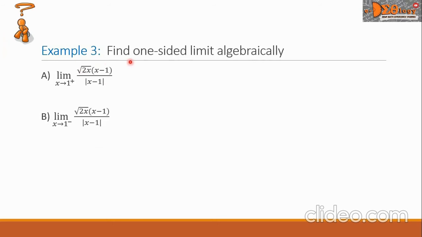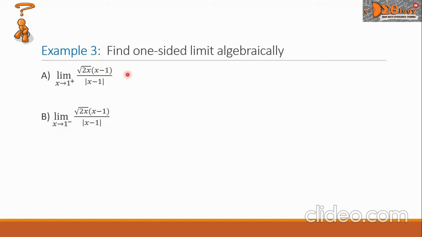Example 3. Find the one-sided limit algebraically. We have two sub-problems here. Problem A is the limit of the square root of 2x times the quantity x minus 1 all over the absolute value of the quantity x minus 1 as x approaches 1 from the right. Problem B is similar to problem A. The only difference is this is a left-sided limit.